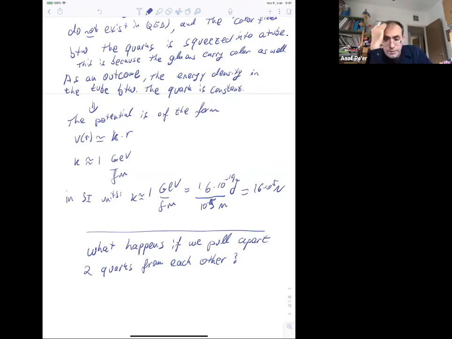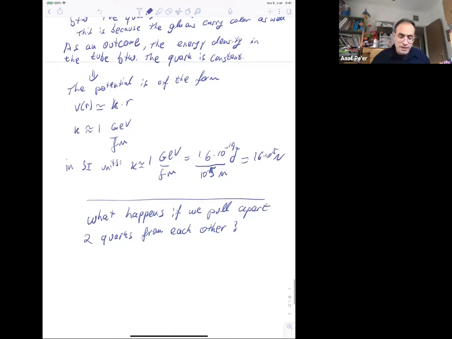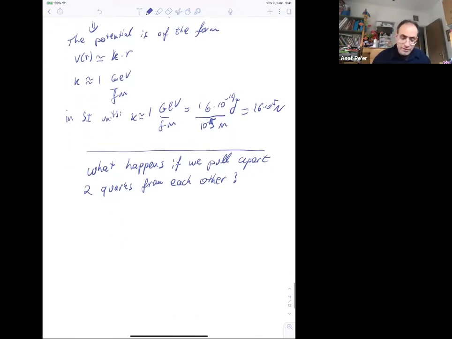So when the distance between this quark that is being pulled and its other two friends becomes of the order of a femtometer, then the energy of the gluon tube becomes large enough to produce a new pair, quark and antiquark. So let's say we have an up quark, up and down quark, up, down, and the quarks are glued together by the gluons.